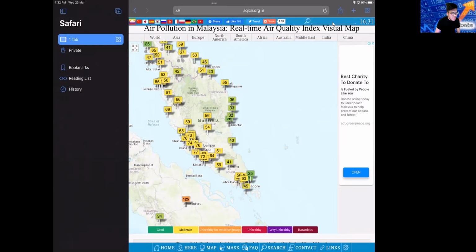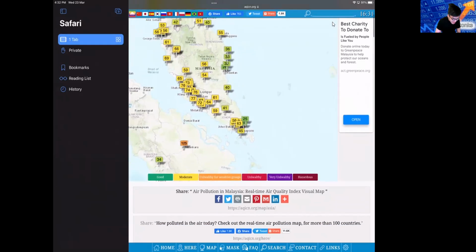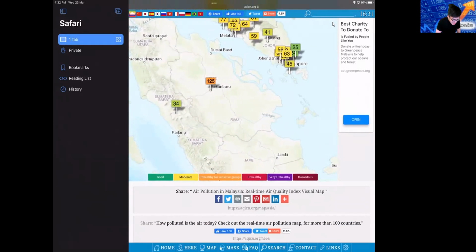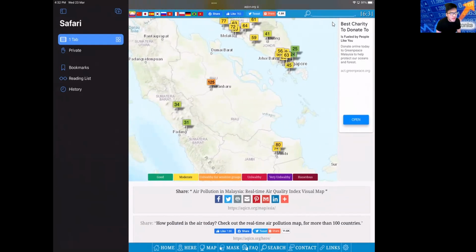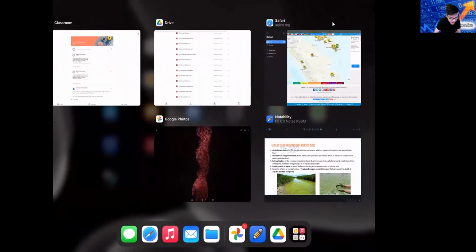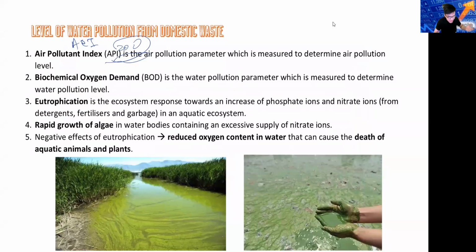Okay, I see Indonesia is at 100 something already. Okay, there's 125 here in Pekanbaru. I seriously hope this thing doesn't come. I seriously hate breathing in air smelling like burnt air.